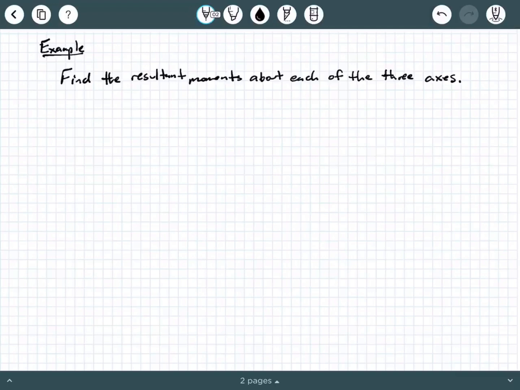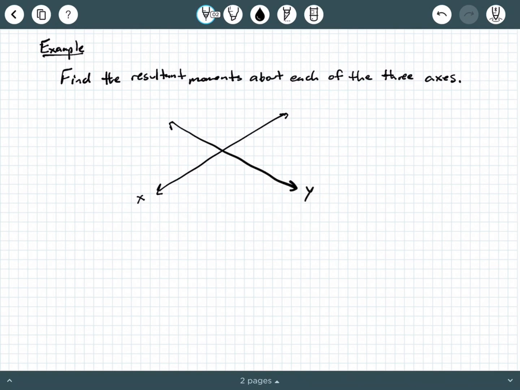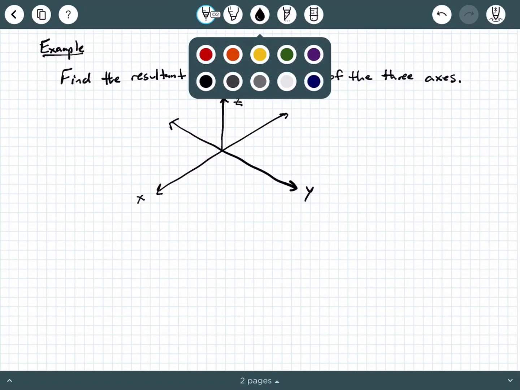We're being asked to find the resultant moments about each of the three axes. So we're going to go ahead and draw our x, y, z coordinate axes here together. So this is all given information. Here's going to be the positive x-axis, and then a positive y-axis here, and then a positive z-axis is going up here, all right?